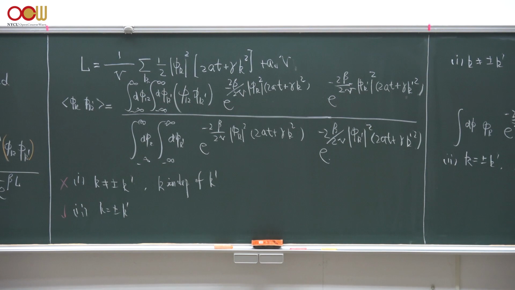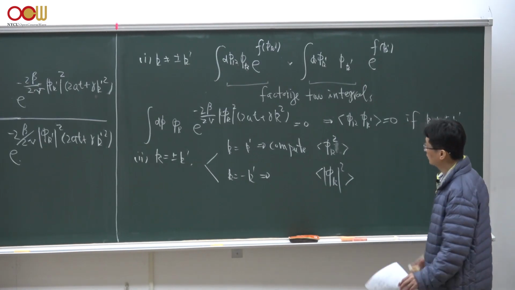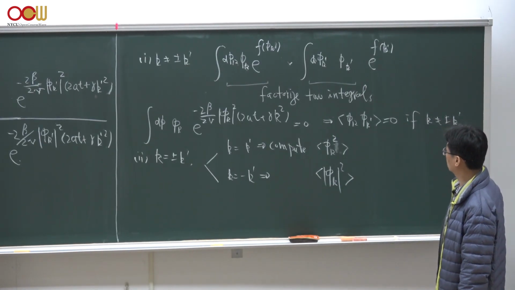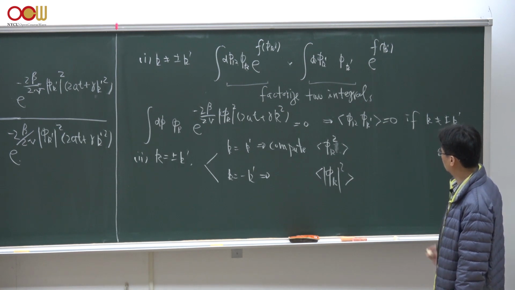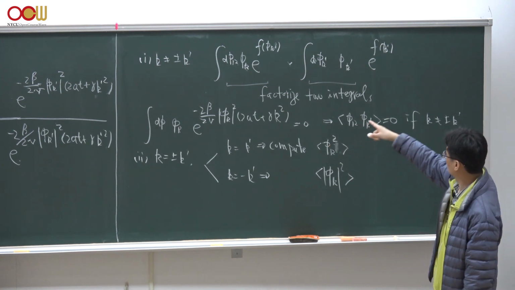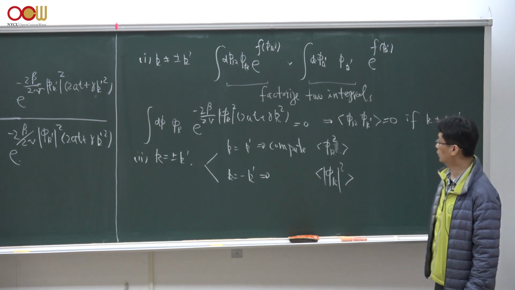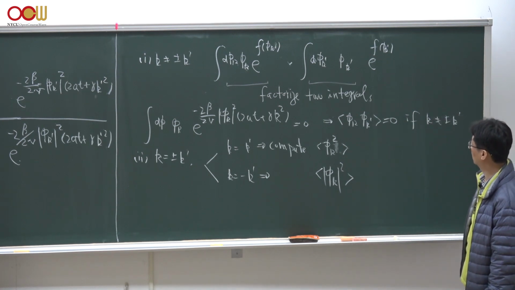Okay, so in the first case, when k has nothing to do with k', then you could easily factorize this integral into two independent integrations over d phi_k and d phi_k'.